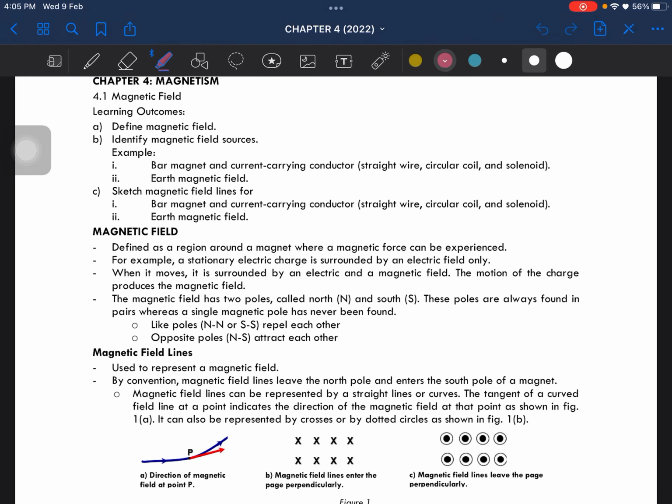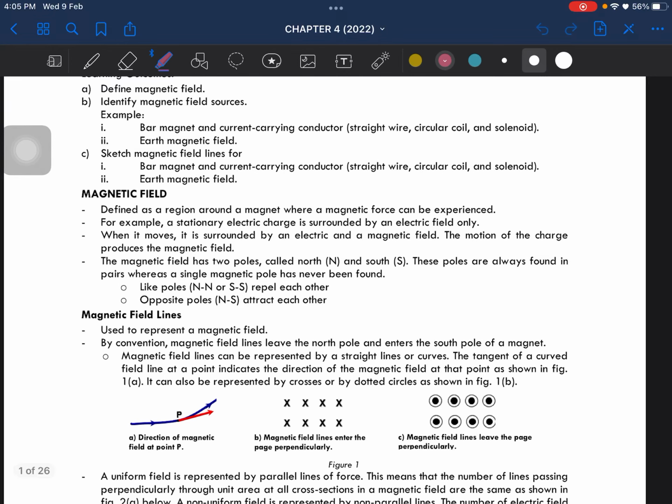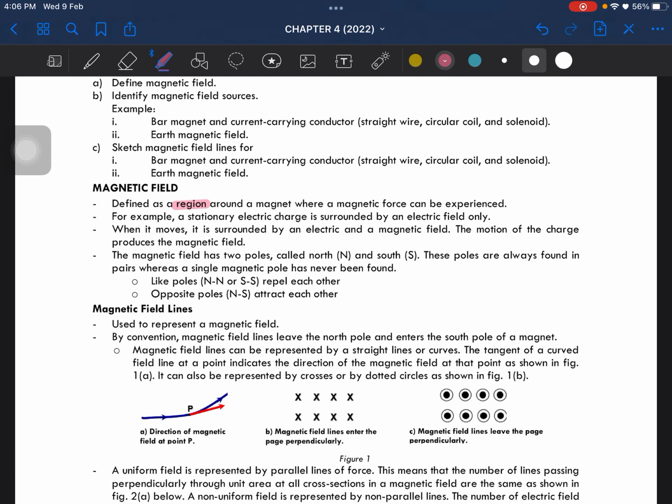Okay, so magnetic field is defined as a region where the magnet will experience a magnetic force. For example, a stationary electric charge could be surrounded by an electric field only, but when it moves, it will be surrounded by both electric and magnetic field. So the motion of the charge causes the production of magnetic field. If it's stationary, it won't experience any magnetic field.